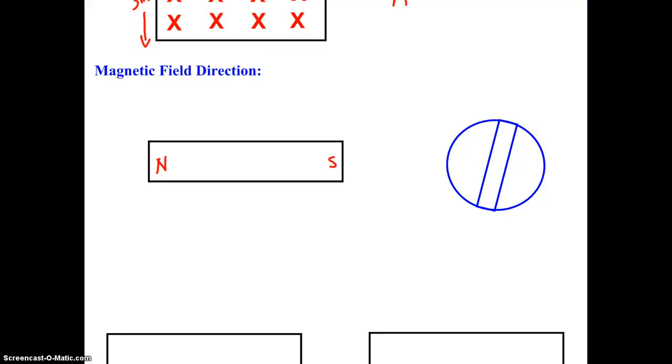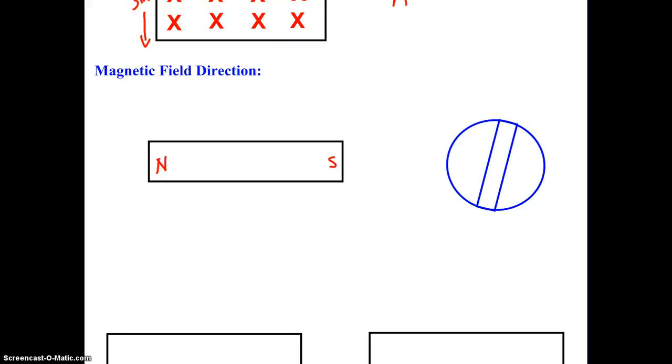Magnetic field direction is defined to be the direction the north pole of a compass would point at that point in the field outside a magnet. So if we were to bring a compass near the north pole, the left side of this bar magnet, the north pole of a compass would point away from that.